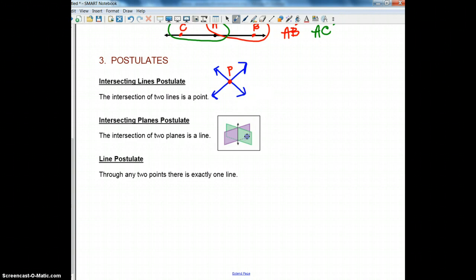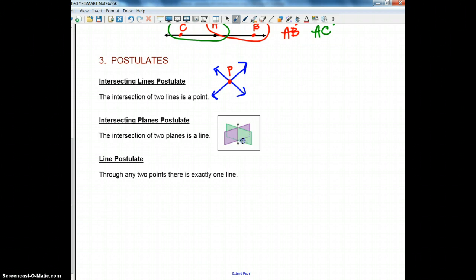I went ahead and gave you a picture for the second one because it is rather difficult to draw. The intersection of two planes is a line. This is called the intersecting planes postulate. And I would like you to notice that we have some solid pieces here and some dashed pieces here. What that represents is, if you'll notice on the purple plane, all of the edges of the purple plane are solid except for one side on the bottom here and then part of the right side.